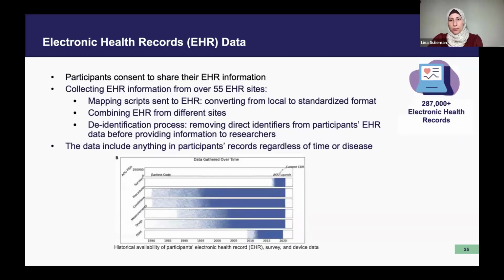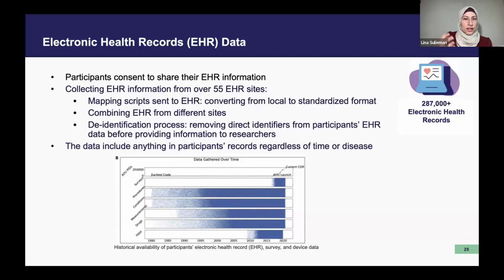The second data type, which I think a lot of people usually get excited about, is the EHR, or electronic health record data. We only include the EHR for the participants who consented to share it, because some of the participants did not consent.